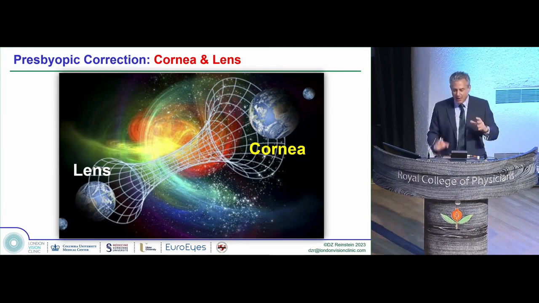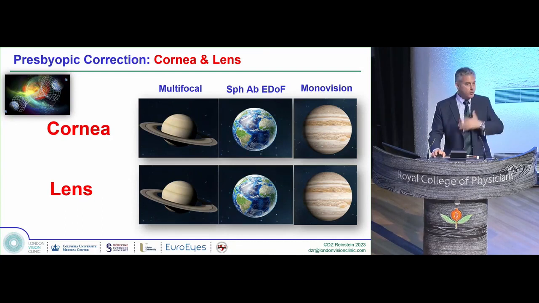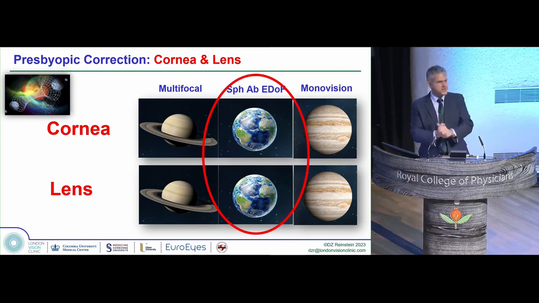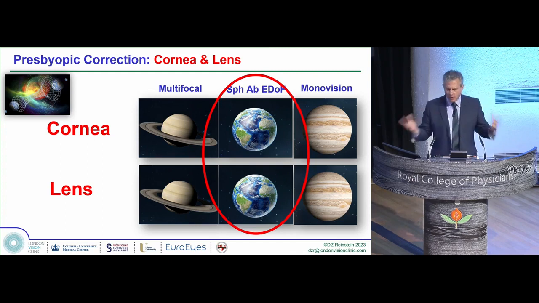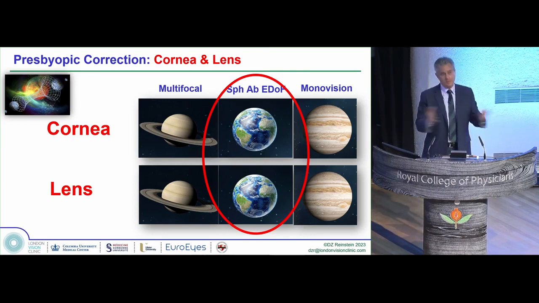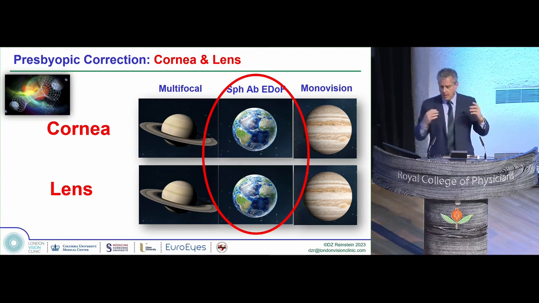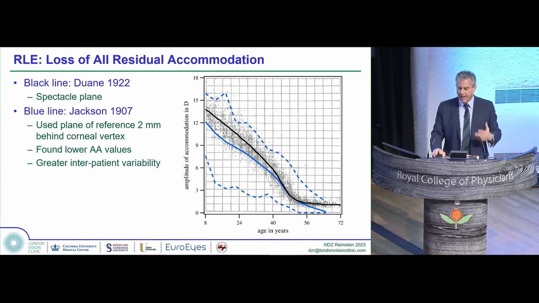Okay? So how do we decide between cornea and lens? Well, like I said, you can do anything in either the cornea or the lens. So how do you decide? Well, first of all, let's just say that at this point, at midday on the Friday, we have all decided that spherical aberration, increase of depth of field with a microanisometropia is the best way of correcting presbyopia in the absence of reversing presbyopia. Not monovision and not multifocality. Let's agree on that. Okay, so how are we going to do it?